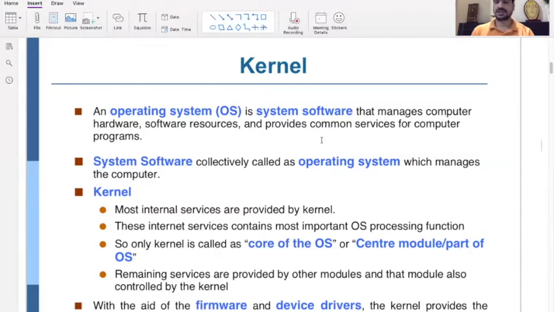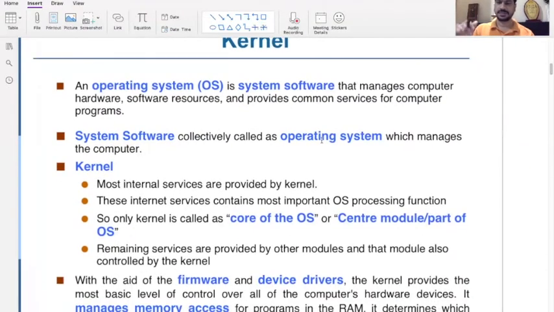The operating system is generally called system software, because it manages your computer, it manages your system. That's why the name is system software. And then there is application software, with which we interact directly. This application software is the medium by which we interact with the hardware through the operating system. The application software interacts with the system software, and the system software interacts with the hardware. This is how the process goes on. We'll go through the diagram of it later on. The system software, collectively called the operating system, manages your computer.